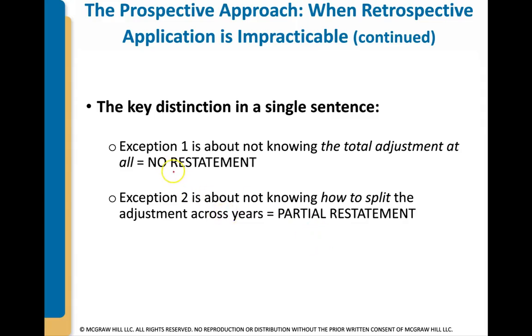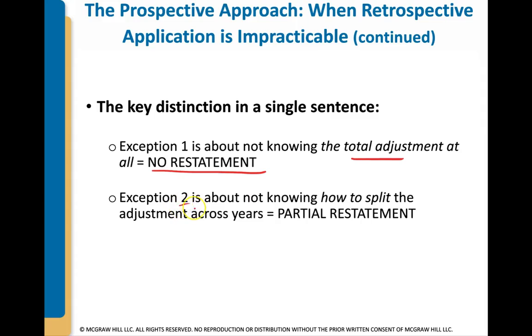So let's look at the distinctions between those two scenarios. The first one is when a retrospective application is actually required, but is not practicable. You cannot really apply it fully. So the first example is if you don't know the total adjustment at all, then you basically are using the prospective approach and there's no restatement.